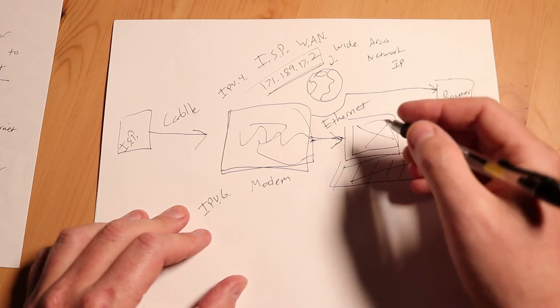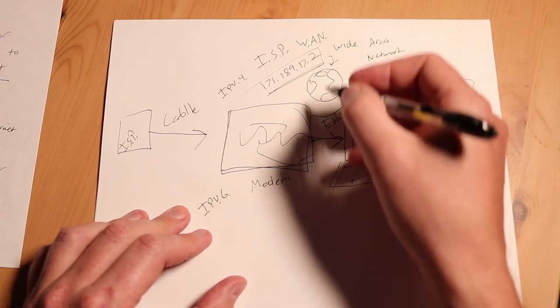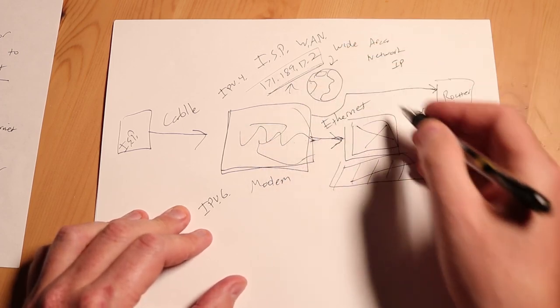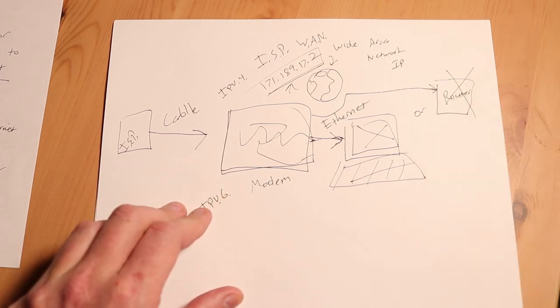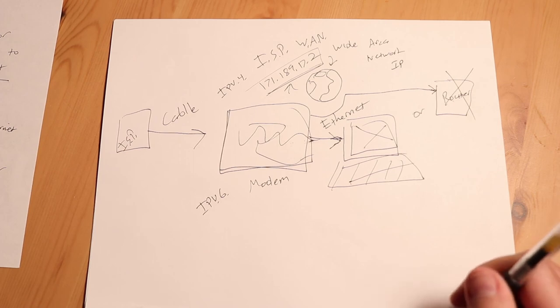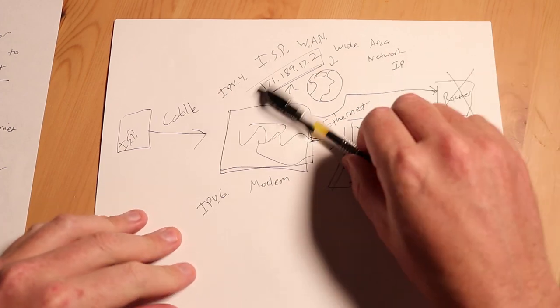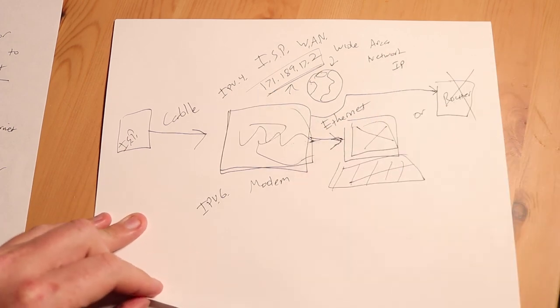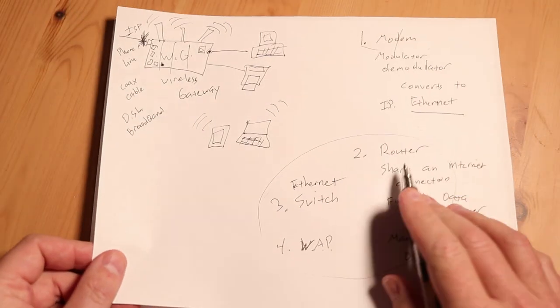And then the next day, maybe your computer gets greedy and it steals this IP address and it goes, that's mine. Well, then this one doesn't have an IP address to use. There's only one and only one device gets it. It's very important to understand. So that's a modem. And next we're going to talk about our second component in this, which is our router.